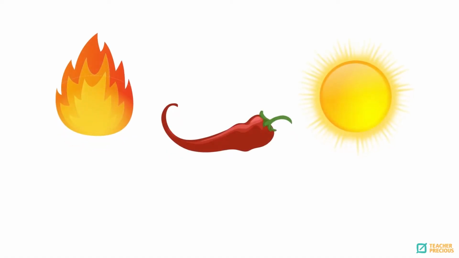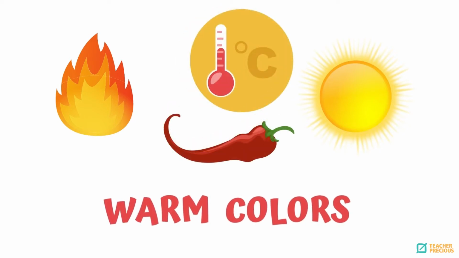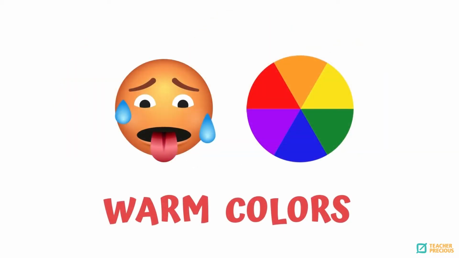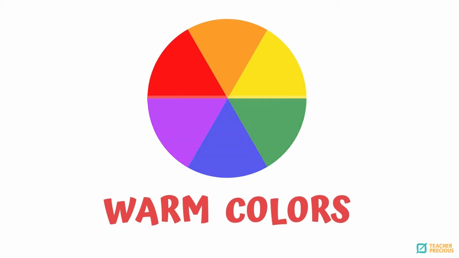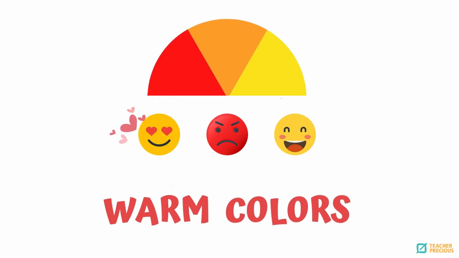Take a look at this video. What colors do you see? How do you feel? You feel warm or hot just like when you see fire, the sun, or taste hot chili. These are called warm colors or mainit na kulay. Sometimes these colors are used to show strong emotions just like love, anger, and happiness.